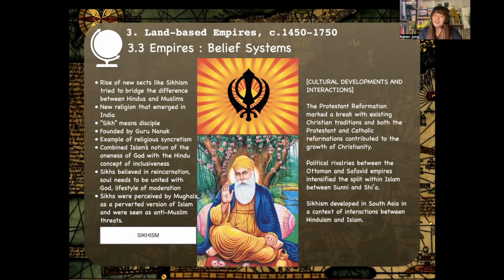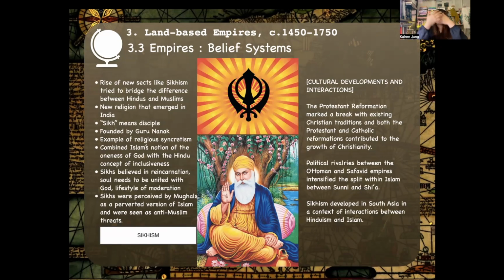It was a new religion that emerged in India. Again, we have that syncretism principle in play. Sikh means disciple, and it was founded by Guru Nanak, pictured down here. It was an example of religious syncretism at its finest. It combined Islam's notion of the oneness of God with the Hindu concept of inclusiveness.